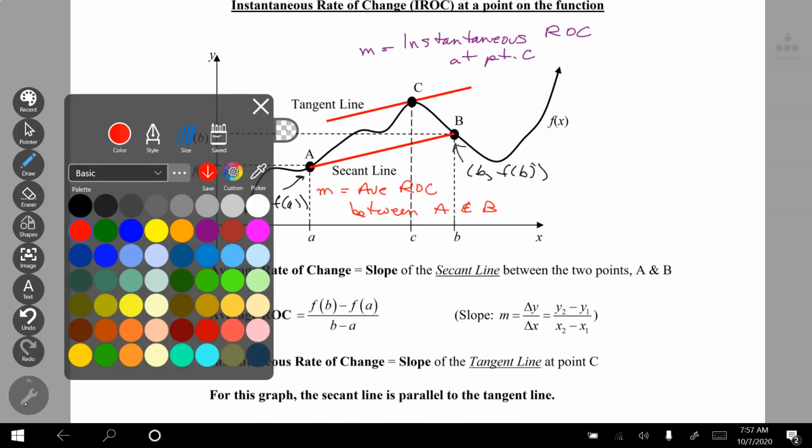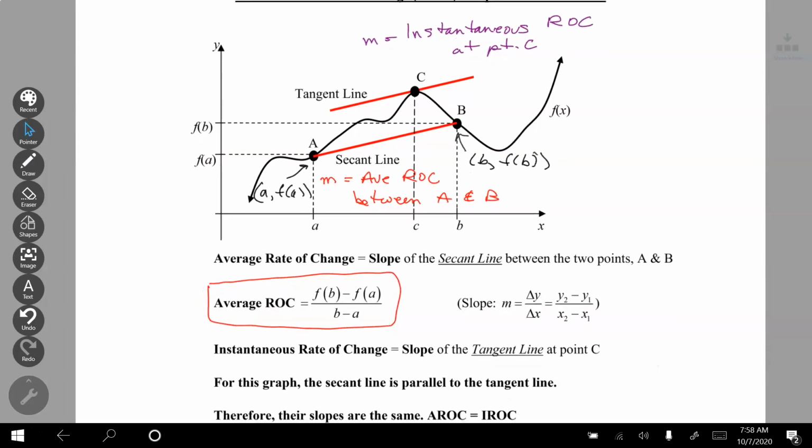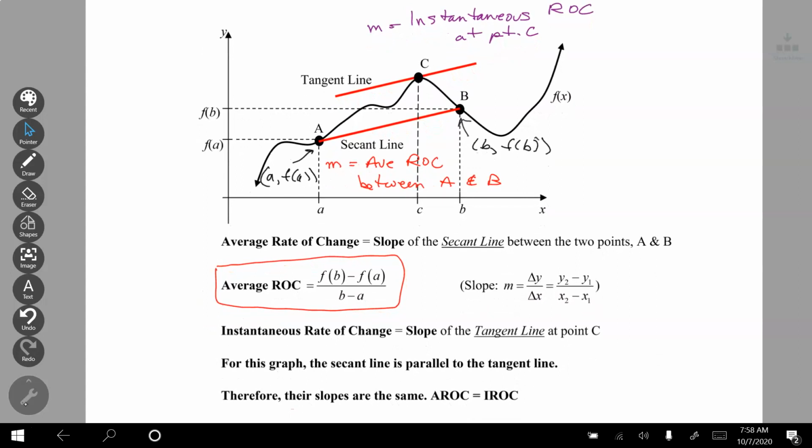And for a secant line, I'm basically just doing this formula right here. Change in y over change in x between 2 points. Now I've done it purposely where this red secant line and this red tangent line are parallel, because that's what we're going to work on. And therefore, if they're parallel, they have the same slope.